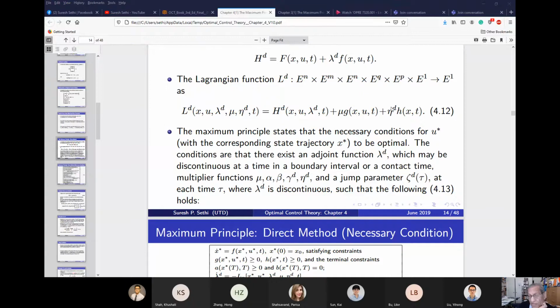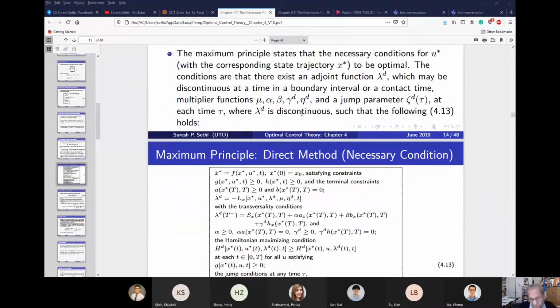Indirect method, I will use eta. Direct method, I use eta d. And there is a transformation between eta d, lambda d. The mu doesn't change. Mu is the same on both direct and indirect. So there's a transformation between eta and lambda from one to the other. Okay.